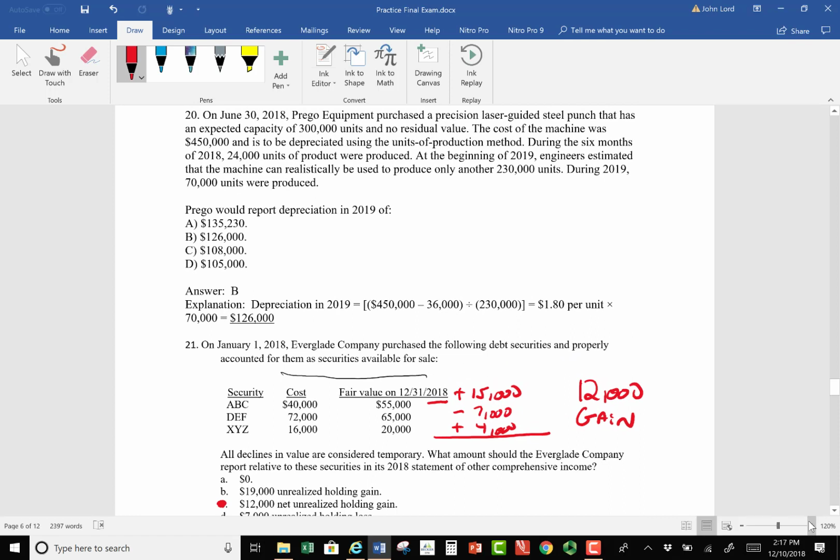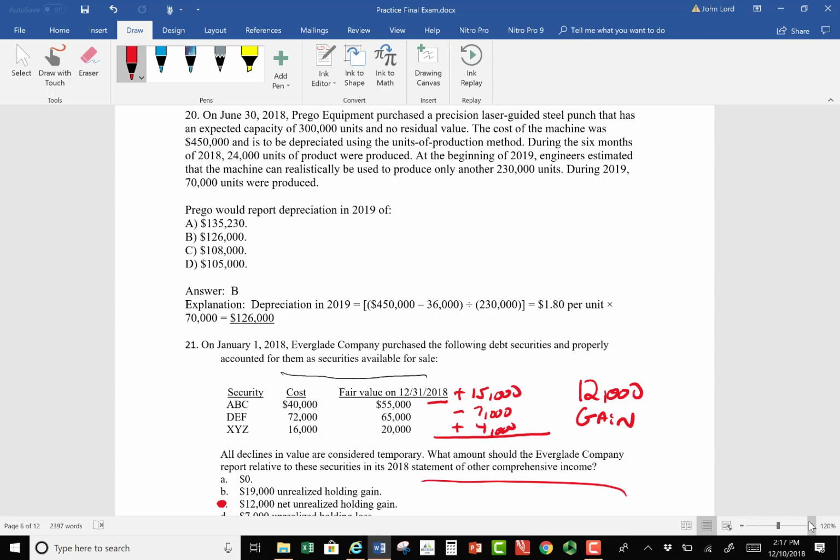So on January 1st, 2018, Everglade Company purchased the following debt securities and properly accounted for them as available for sale. And then the question asks, what should I report on my statement of other comprehensive income? What's going to go into other comprehensive income is the amounts that I put in the valuation, or what do they call that? They used to call it a valuation adjustment, and they changed the name. You know, FASB needs to take a vacation and quit changing things that don't help us at all. Fair value adjustment.